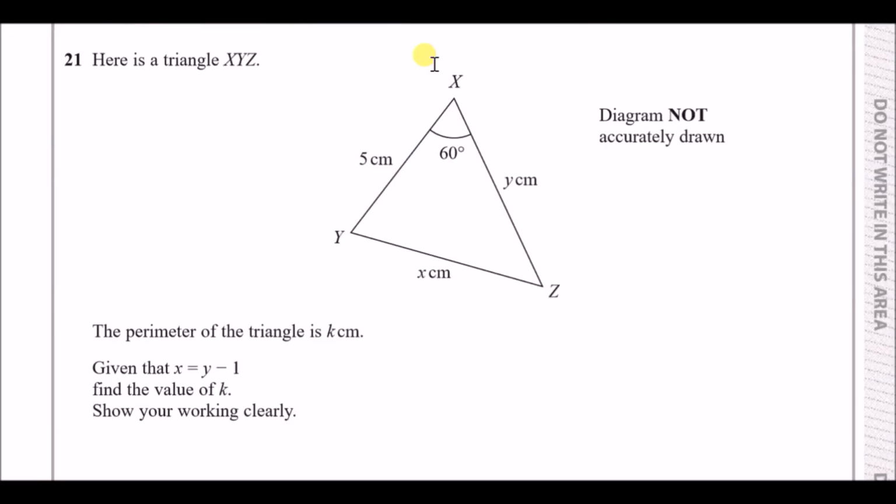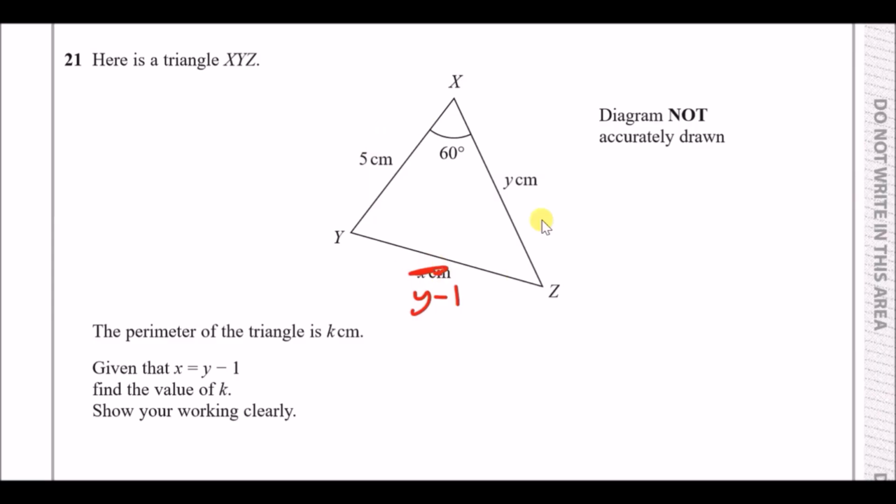Okay, number 21. So here is the triangle XYZ. The perimeter of the triangle is K, so the length around this is K. 5 plus Y plus X is K. Given that X equals Y minus 1, find the value of K. Show your working clearly. Alright then, so it looks like they just waste space here. So you can just replace this X here with Y minus 1, yeah? So now we're working with fewer variables.